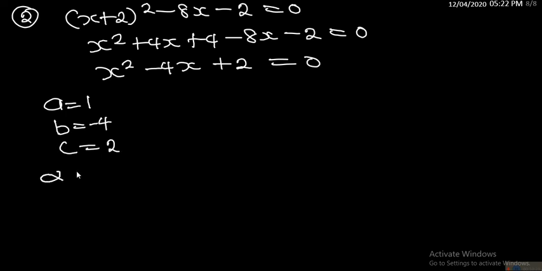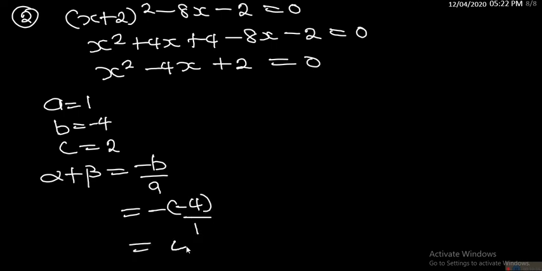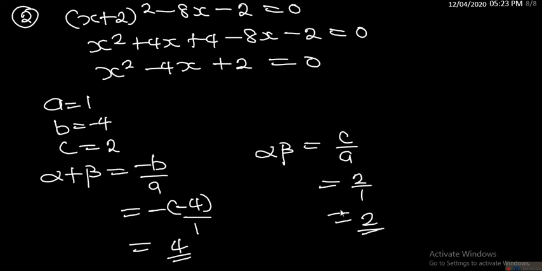So the sum of the roots, alpha plus beta, equals minus b over a, which is minus into minus 4 over 1, which will be 4. And alpha beta, the product of the root, equals c over a, which is 2 over 1, which is 2. And this is how to find the sum and product of the root. And if you can do this, you'll be done.